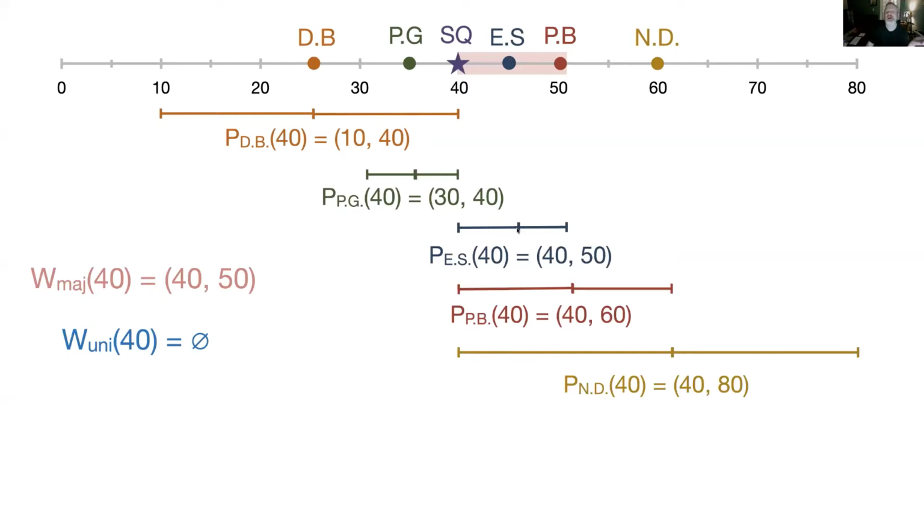Hey, I'm in luck. Check it out. 45 is in the win set. So I'm going to propose 45. They're going to vote under majority rule.